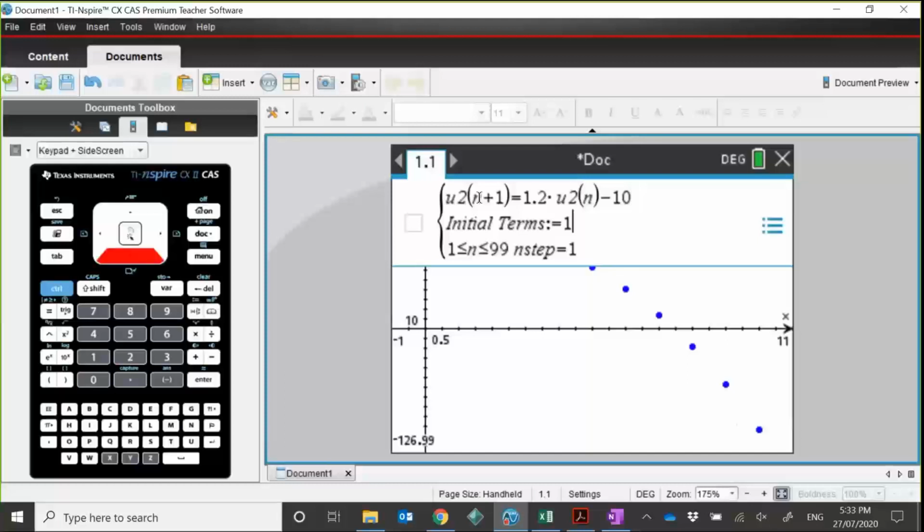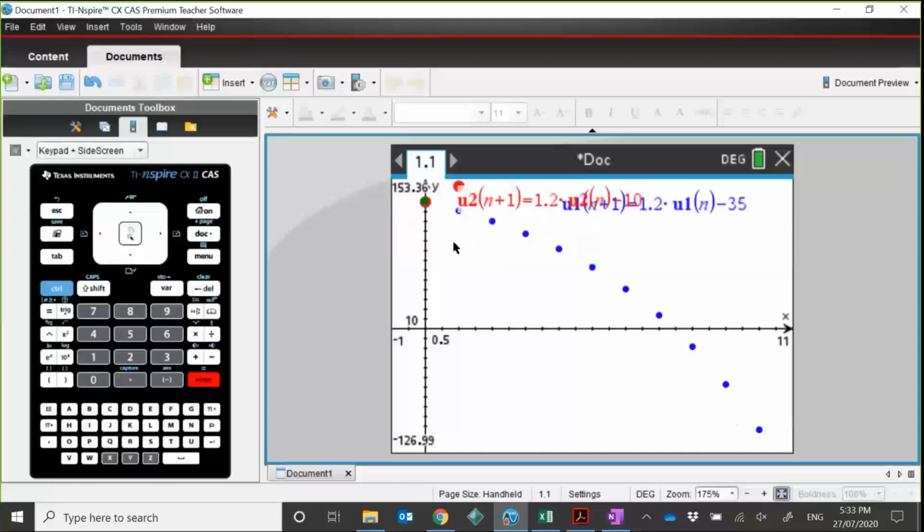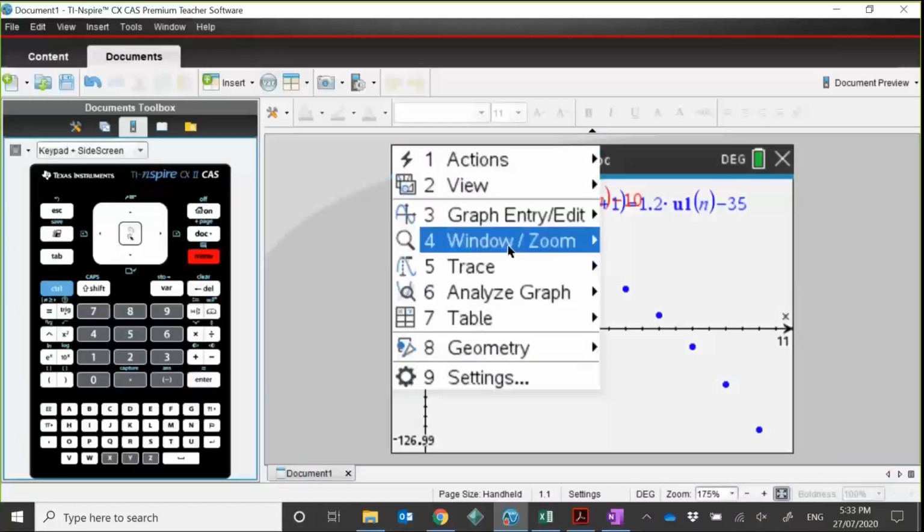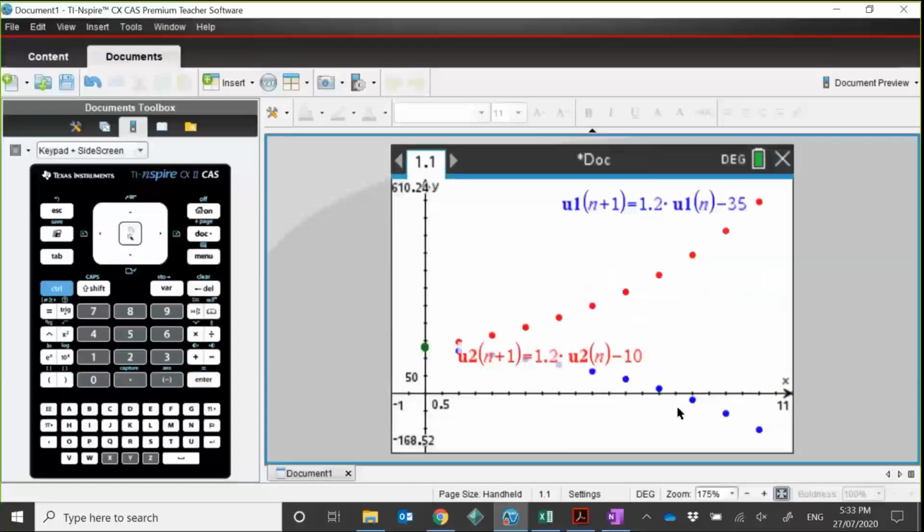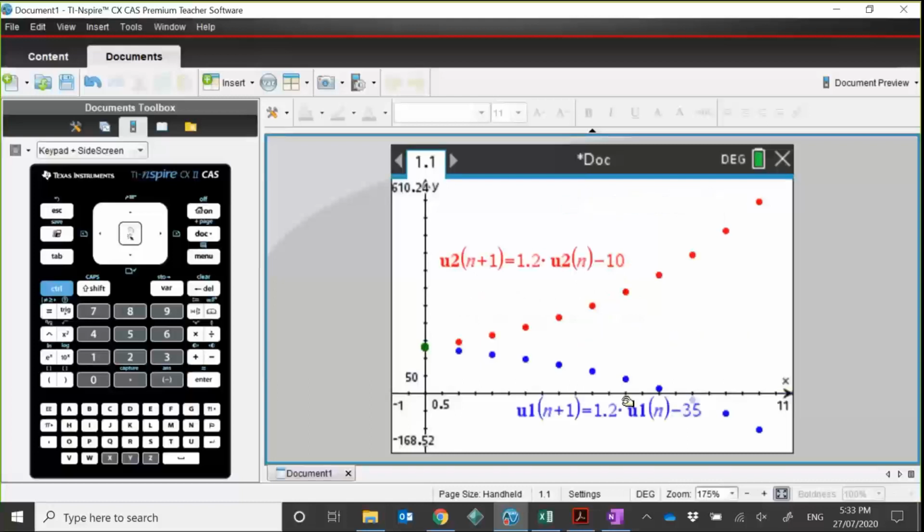and now I am losing 10 mice, not 35 anymore. I'm still starting with 130, and I still have to change this from 0. Again, I'll go to 10, and then I go enter. Once again, I'm off the page, but if I do a menu, window zoom, zoom fit, you can now see that that red sequence plot is now increasing. There are more mice each week than what you are selling. So the population of mice is increasing.